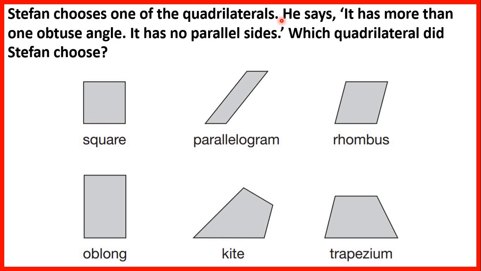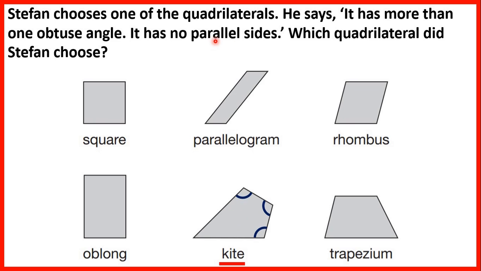He says it has more than one obtuse angle, it has no parallel sides. Which quadrilateral did Stefan choose? Well, if we look at the kite, we can see that it has 3 obtuse angles, so that's more than one obtuse angle, and it has no parallel sides, so Stefan must have chosen the kite.